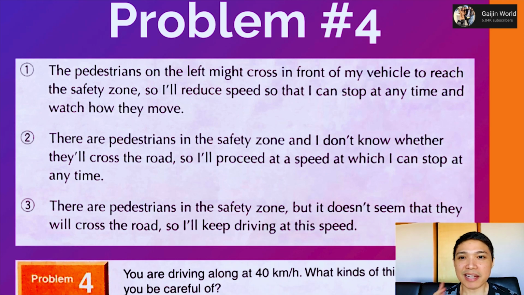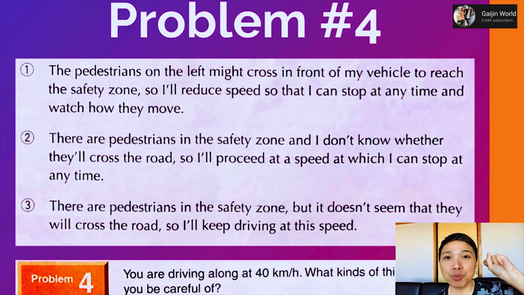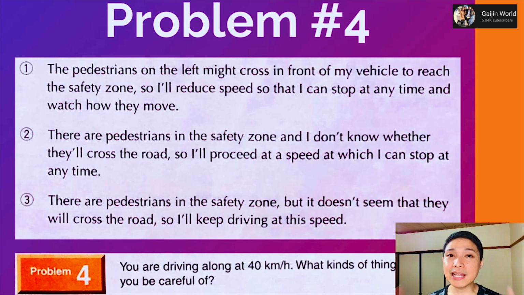So ayan, try nating sagutan yung 1, 2, 3 and i-compare natin yung ating mga sagot. Bibigyan ko kayo ng 3, 2, 1. Okay, so try natin sagutan yung number 1. For number 1 ay nakita natin na may mga words about sa safety. Like magre-reduce siya ng speed so he can stop at any time. So sa mga words pa lang na ito, malalaman mo na ang sagot dyan ay true.